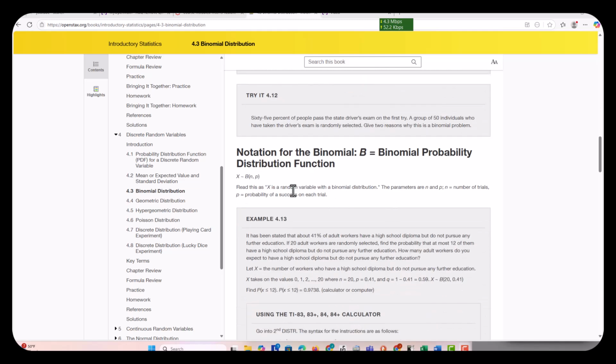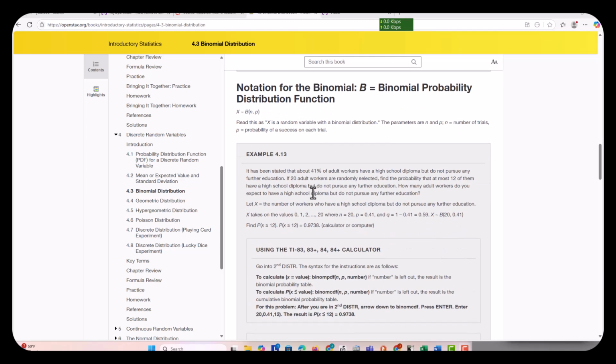Notation-wise, notice that you have the random variable x, and you have this what's called a tilde. So this is how it would be represented. Read this as x is a random variable with a binomial distribution. The parameters are n and p, where n is your number of trials, and p is the probability of a success on each trial.